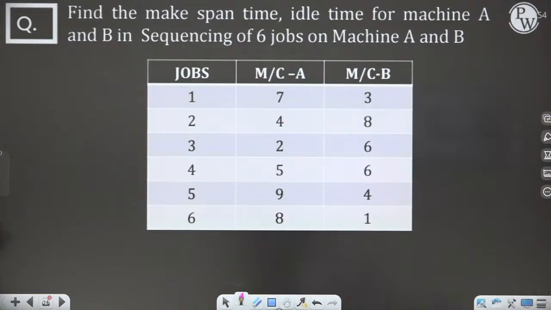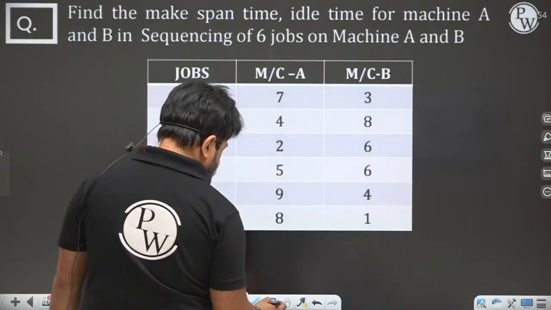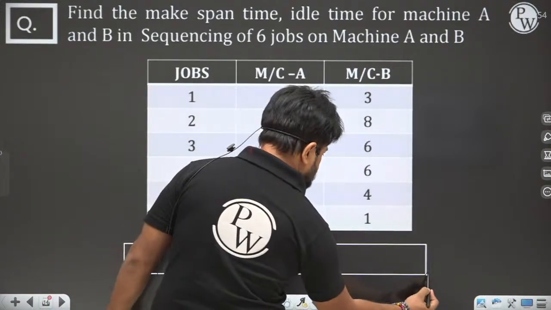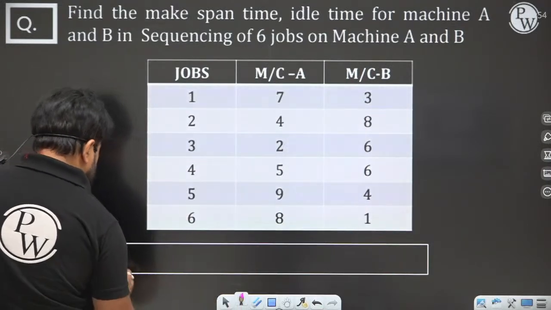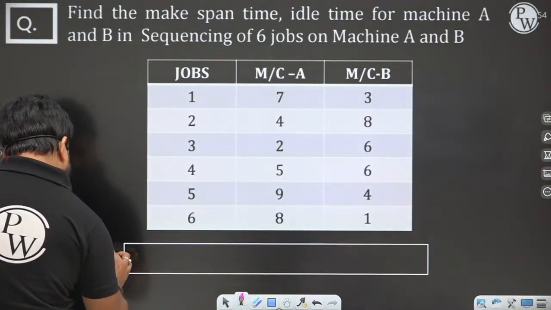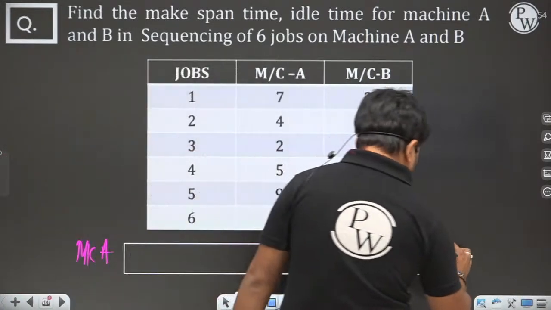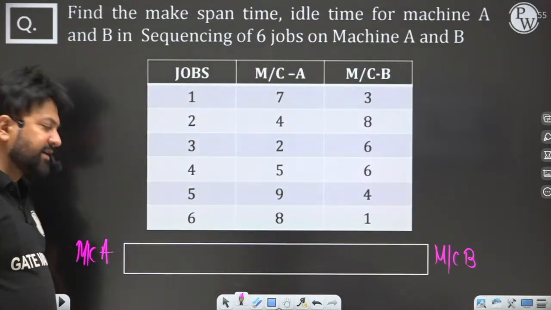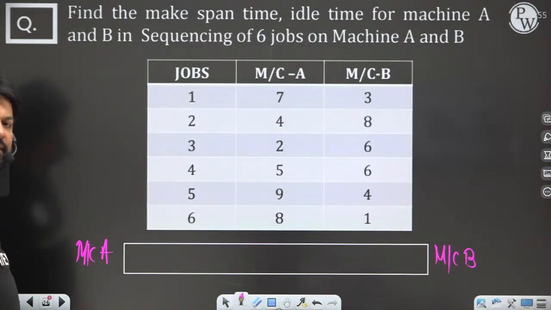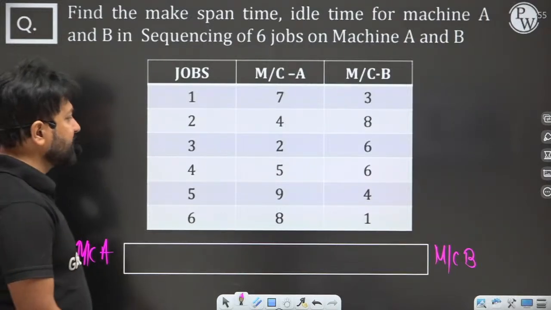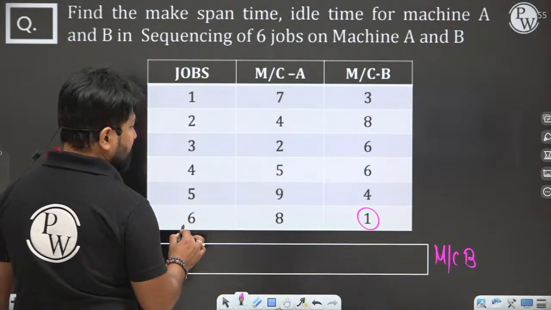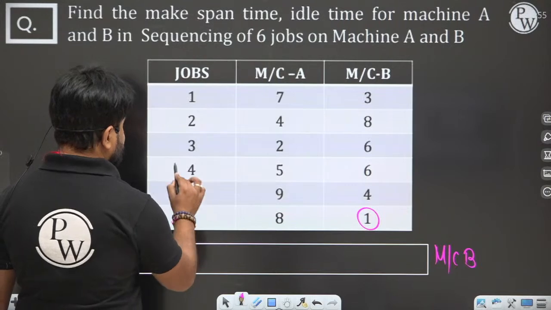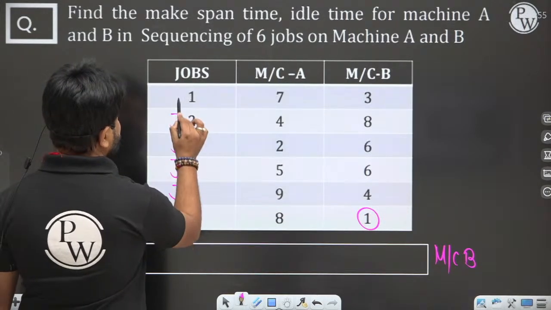Okay. Now, first of all, we have to arrange this. So, make an arrangement. Write machine A in front, and at the end write machine B. Now, find out the minimum processing time. Which has the minimum processing time? That is 1 of job 6. We have J1, J2, J3.